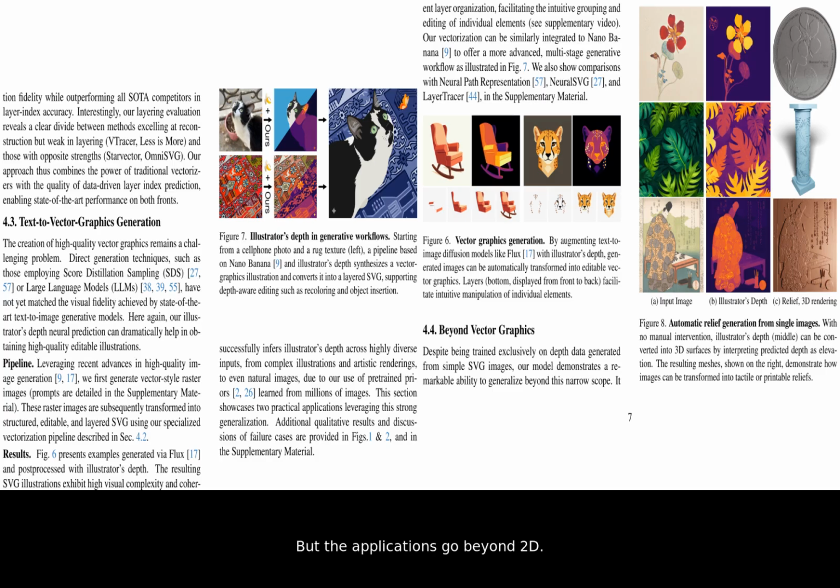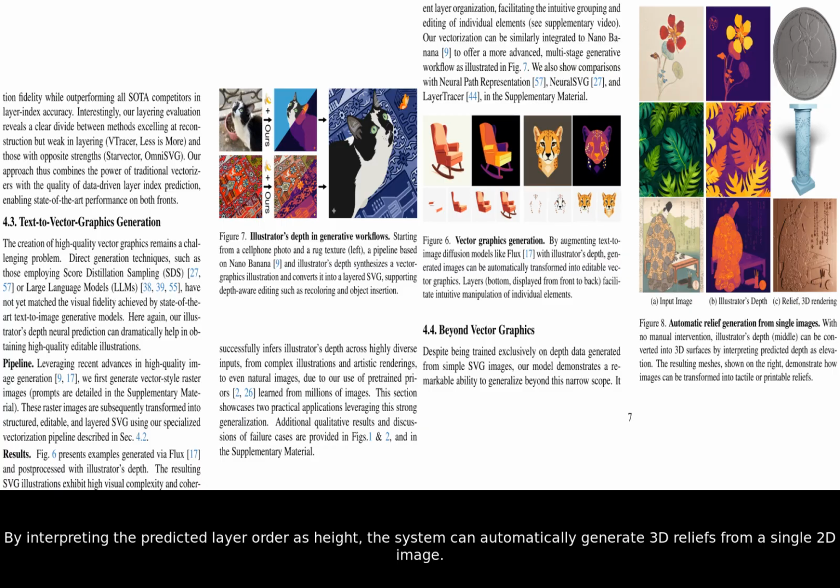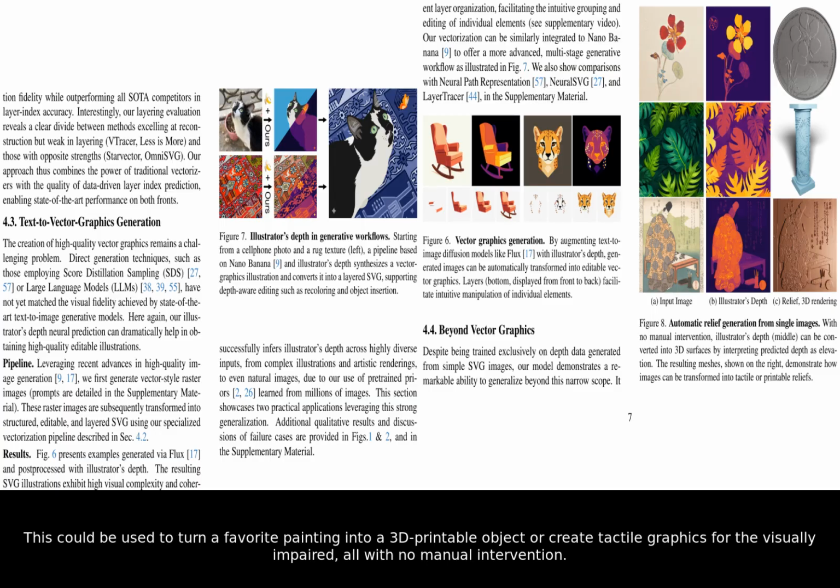But the applications go beyond 2D. By interpreting the predicted layer order as height, the system can automatically generate 3D reliefs from a single 2D image. This could be used to turn a favorite painting into a 3D, printable object or create tactile graphics for the visually impaired, all with no manual intervention.